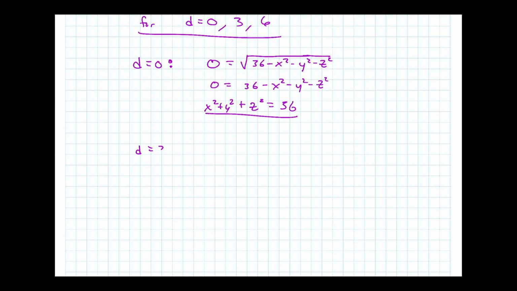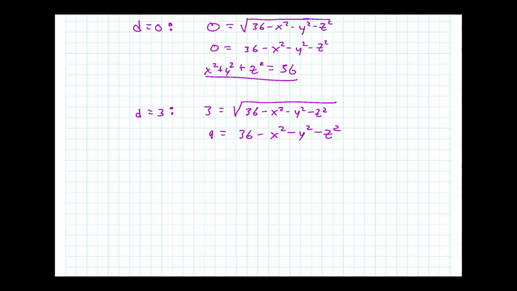Now do the same for d equals 3. We'll see what the equations are in a second. So if I have 3 equals square root of 36 minus x squared minus y squared minus z squared, square both sides again. 9 equals 36 minus x squared minus y squared minus z squared. Rearrange, you're going to get 27 equals x squared plus y squared plus z squared.